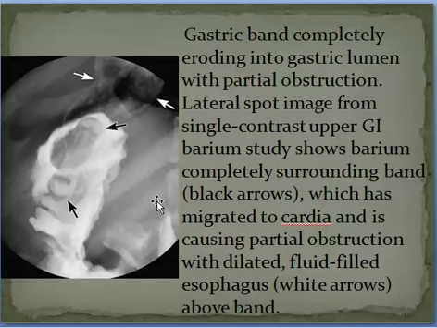Gastric band completely eroding the gastric lumen with partial obstruction. Lateral spot image shows barium completely surrounding the band, which has migrated to the cardia and caused partial obstruction with a dilated fluid-filled esophagus. So, slippage of the band and eroding of the band. We have now two main terms: slippage and erosion into the lumen of the stomach.